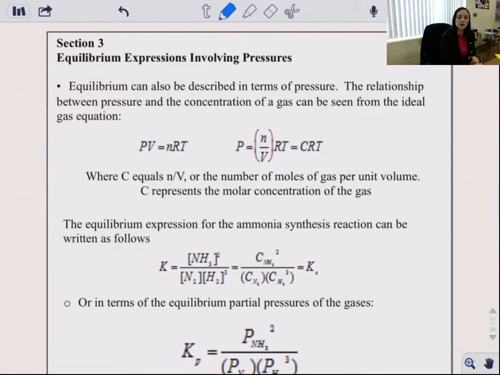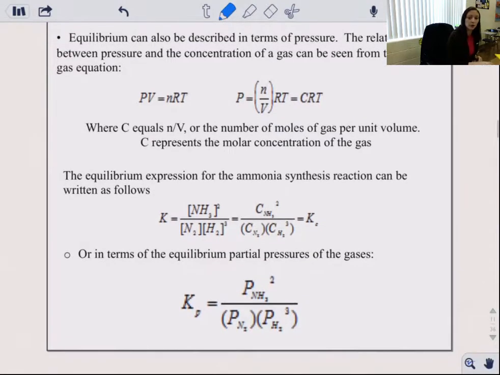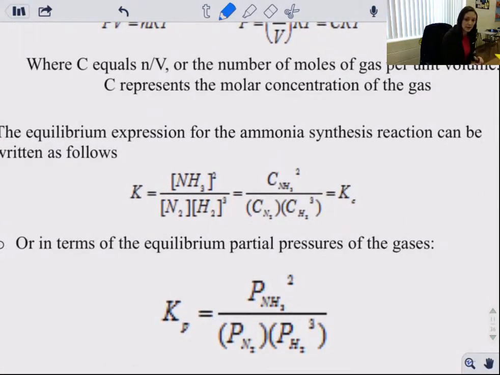Okay, we're going to look at sections 3 and 4. 3 deals with equilibrium expressions involving pressures. We can use the relationship between pressure and concentration for gases to rework our PV equals nRT, to put concentration in there and then actually use these with equilibrium. And instead of doing brackets for molarities, which is normally what we deal with for concentration, we can do uppercase P for pressure. Notice how they look the exact same there.